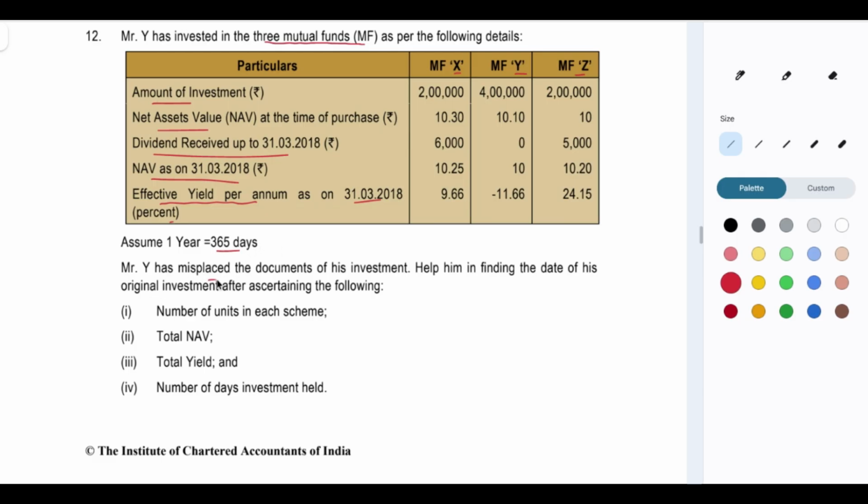Mr. Y has misplaced documents of his investment. Help him find the date of his original investment after ascertaining the following. So all this we should find. First, the number of units in each scheme, then total NAV, then total yield, then the number of days the investment is held. In the previous problem, we found the effective yield per annum. Now this is given and we need to find the number of days of investment. So let us start solving it.